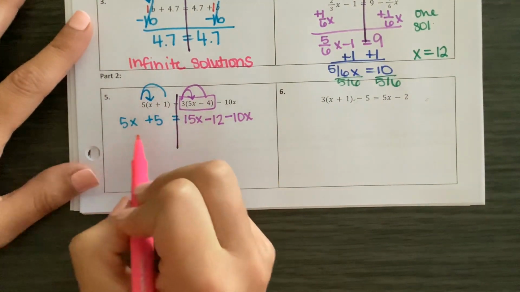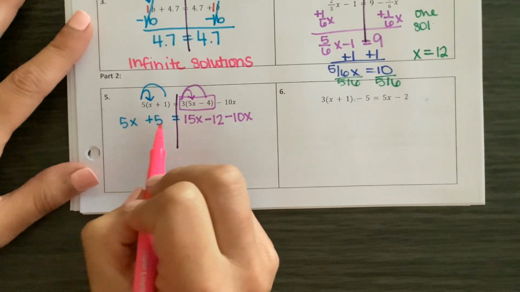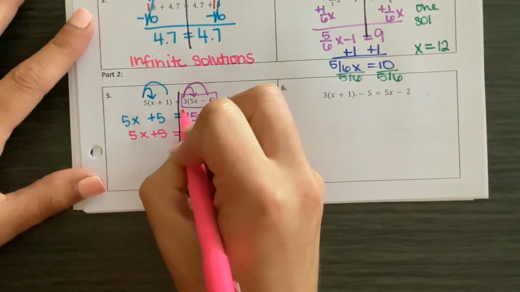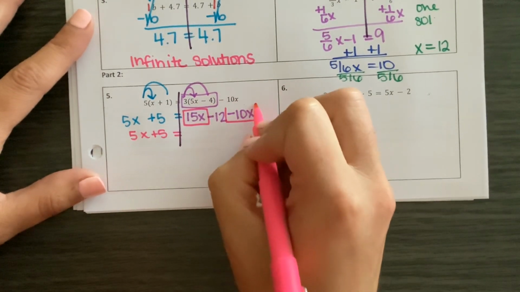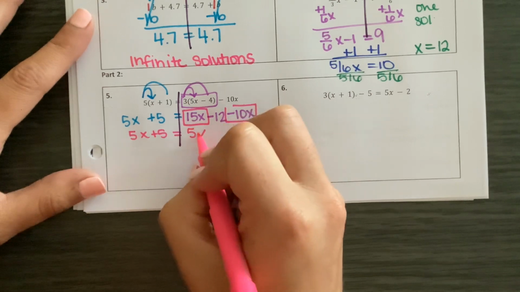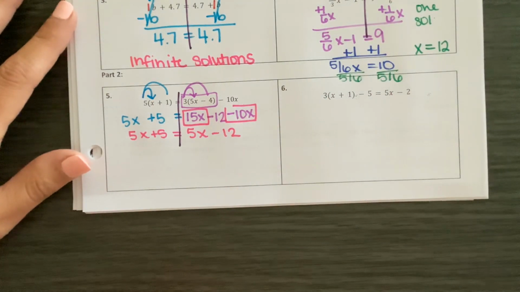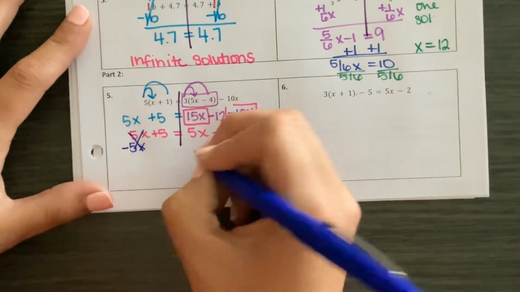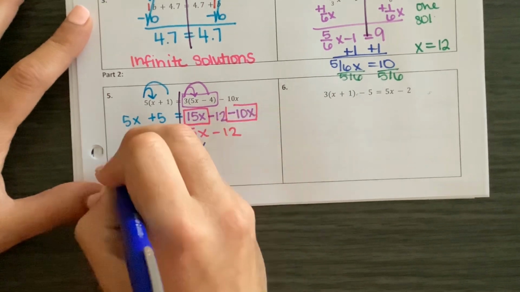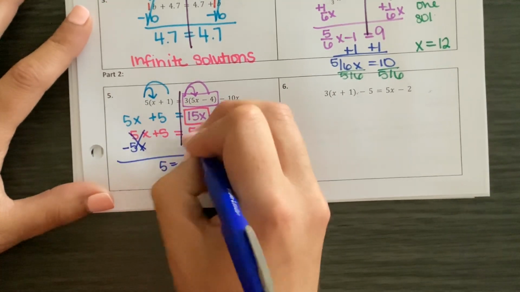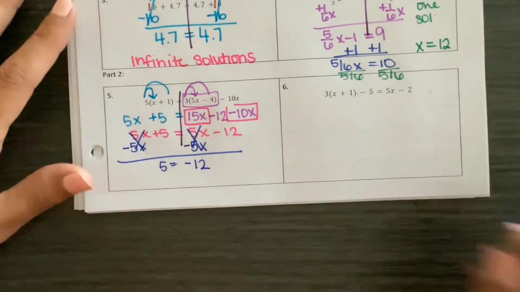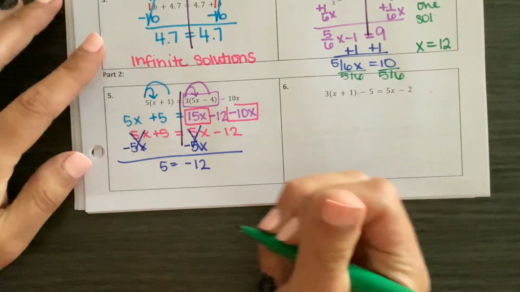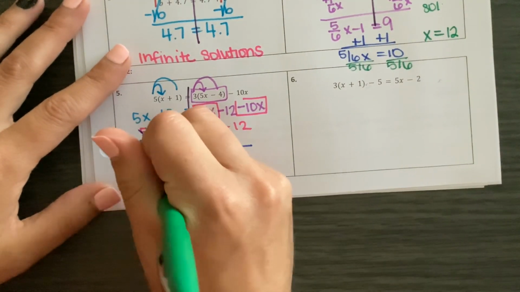On the left-hand side, this is simplified. I cannot combine like terms. These are not alike, so I'm just going to rewrite 5x plus 5. And then over here, I have like terms. So 15 minus 10 is 5x. We still have minus 12. I'm going to subtract my 5x from the left, so it cancels. But when I subtract my 5x from the right, it also cancels. Because I do not have a variable, we have to determine if that's true or false. 5 does not equal a negative 12, so it is no solutions.